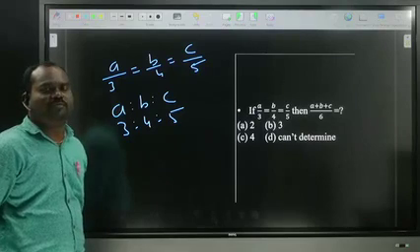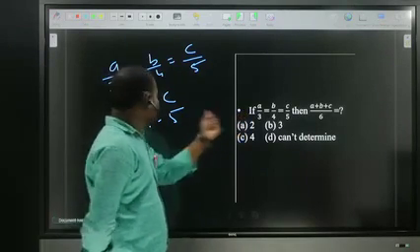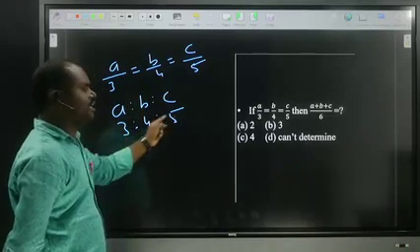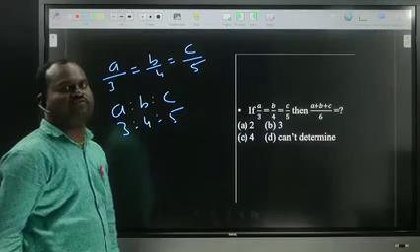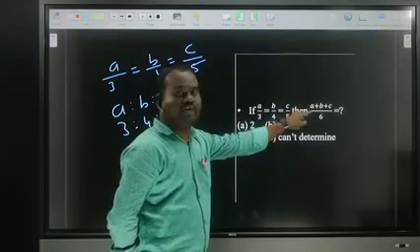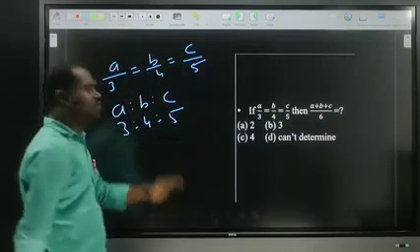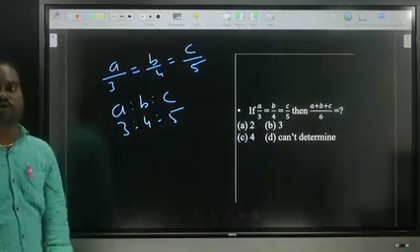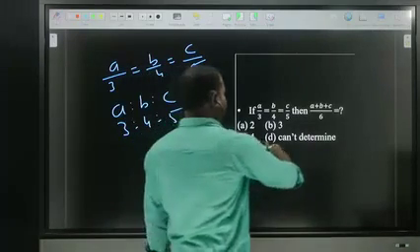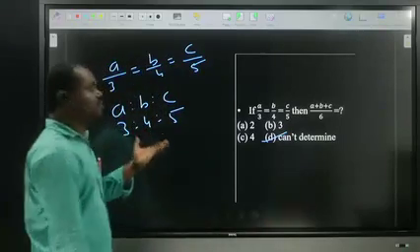A plus B plus C by 6 means, here it is 3, it is 4, it is 5. So what is the answer? 3 plus 4 plus 5. Here we should write the clear A value, but we don't know the clear A value. Those are the ratio values only, but not exact values. That's why the answer can't be determined. Okay? Because we know the ratio values, not the original values.